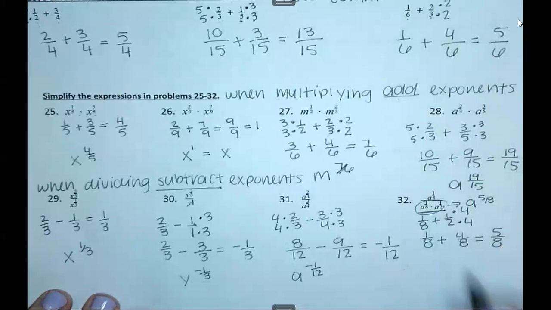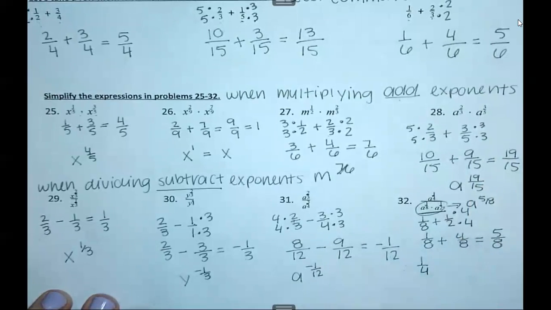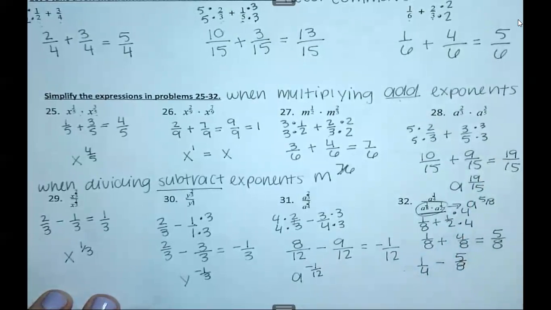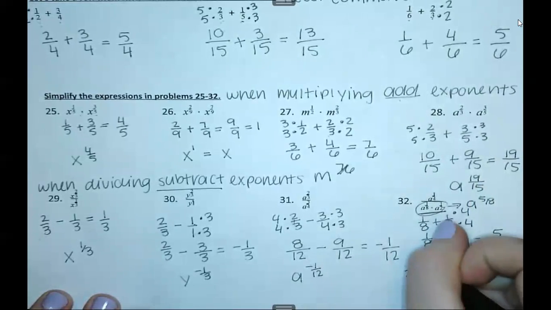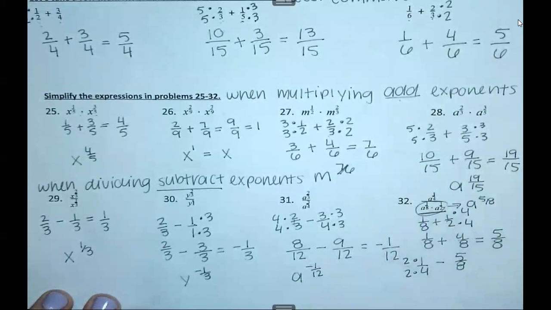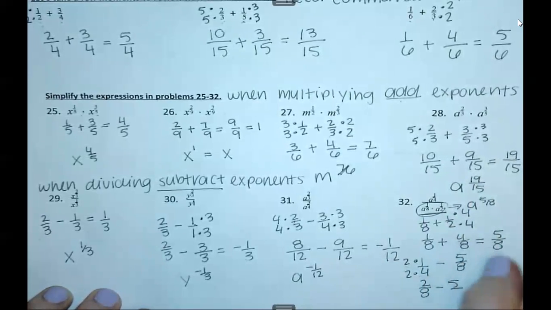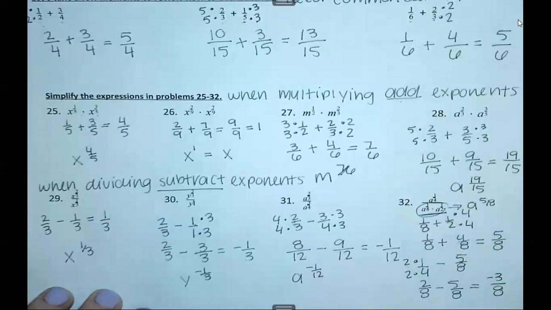So now in the top, my fraction is 1/4 minus my fraction in the bottom, which is 5/8. So common denominator, I'm going to need to change that 4 into an 8. So I multiply the top and bottom by 2, and I end up with 2/8 minus 5/8. And 2 minus 5 gives me negative 3/8. So my final answer is a to the negative 3/8.